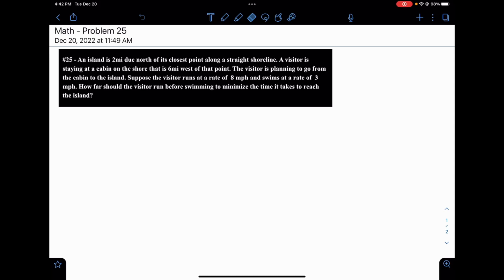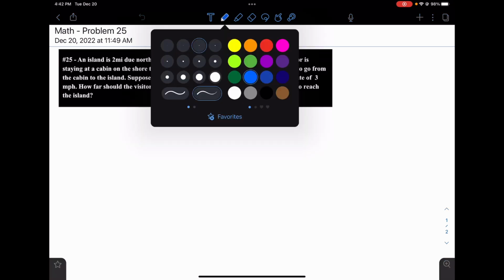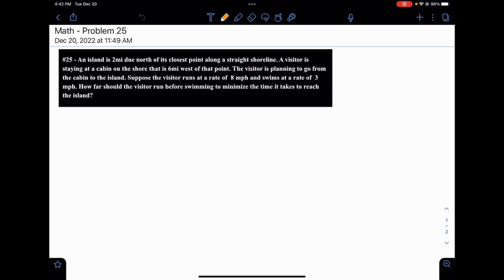Problem 21 is another optimization problem. So it's a bit more complicated to set up than some of the other problems we've dealt with, but it gives us some important information off the start. So we have an island, and that is our end destination. We call it the orange dot island.